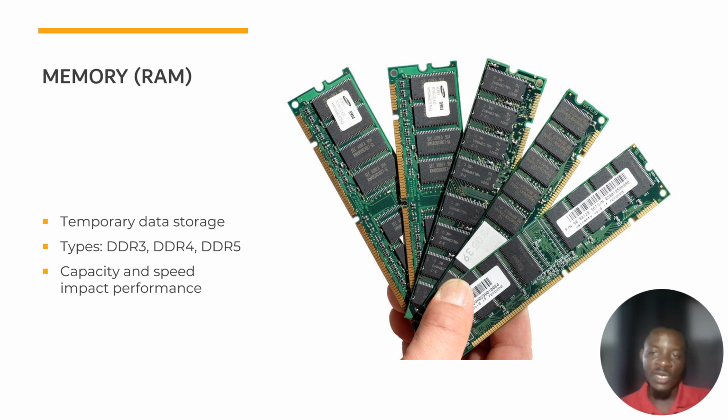Then we have channels. We have dual channel and quad channel configurations, which can increase the memory bandwidth of the processing. While selecting RAM, consider compatibility with the motherboard, required capacity for intended use, and balance with other system components.